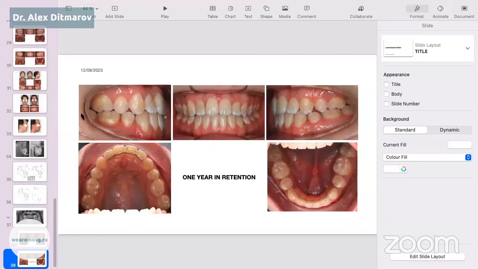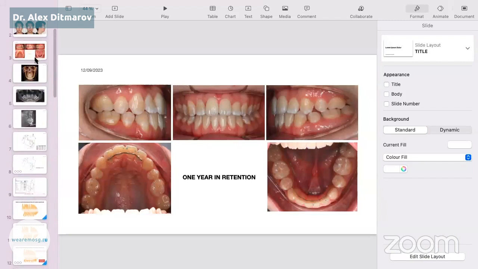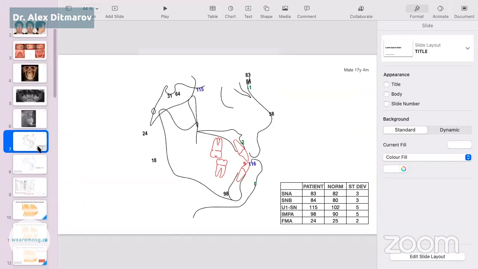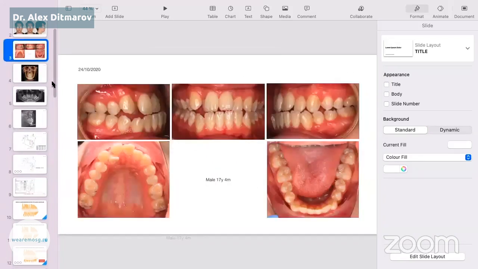My ideal surgical plan for this case, that's a good question. My ideal surgical plan would be extraction of the upper 2 premolars and no extraction on the lower jaw. Maybe upper 4s? Upper 4s or upper 5s. I think both solutions are absolutely possible, absolutely valid options.